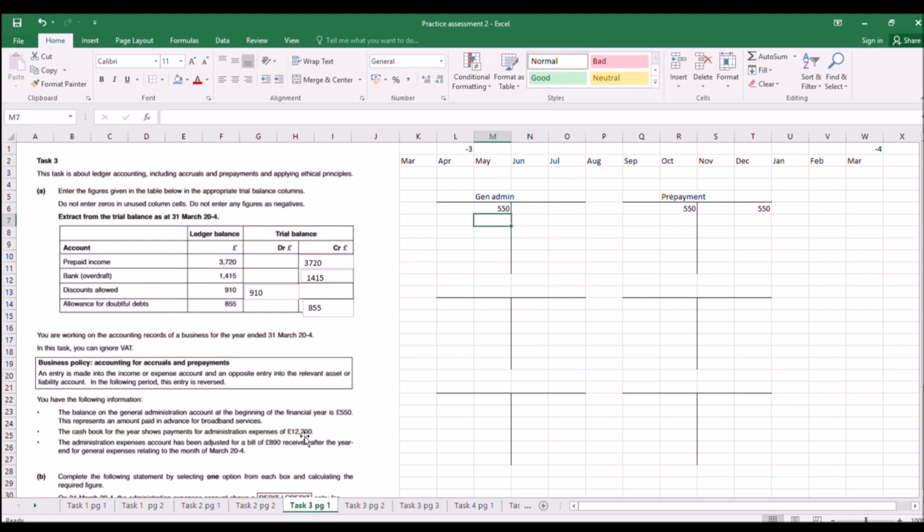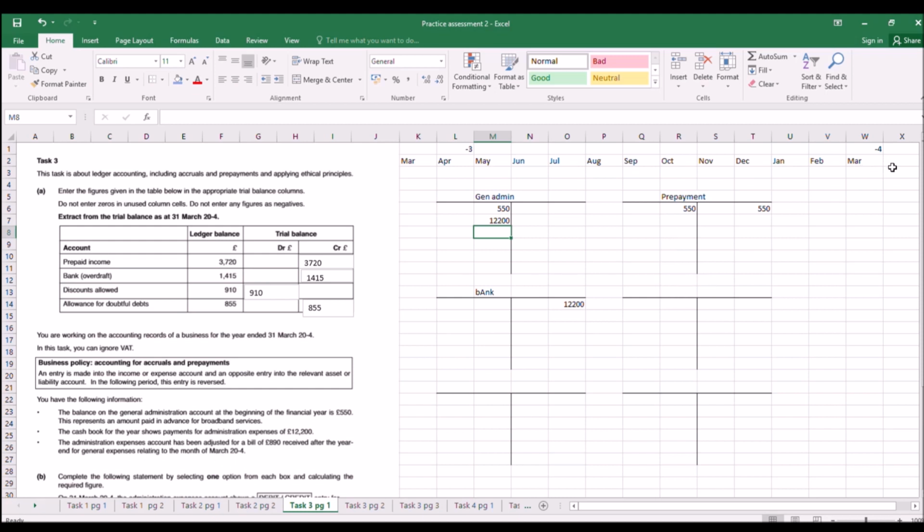The cash book for the year shows payments for administration, so let's put bank in here. The cash book for the year shows 12,200 for administration expenses. So we've gone credit bank, debit our general admin account. And the administration account has been adjusted for a bill received after the year end for general expenses relating to the month of March.